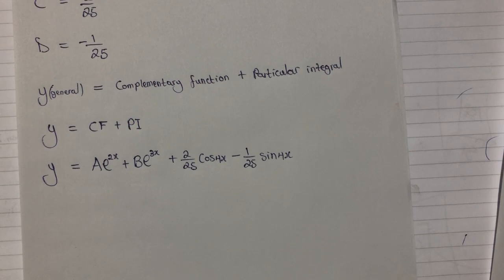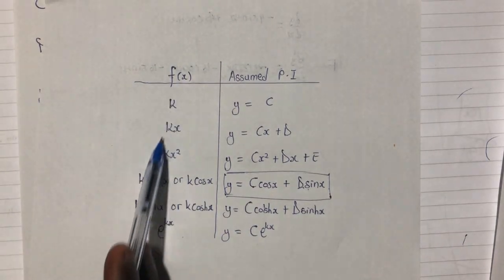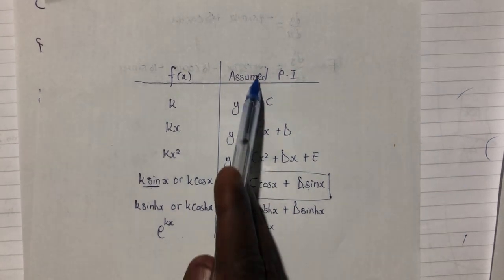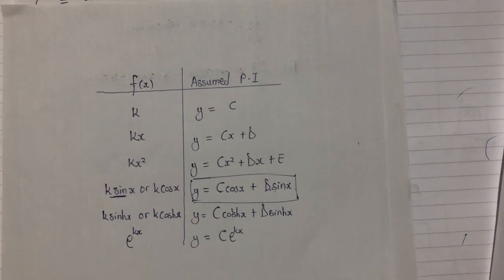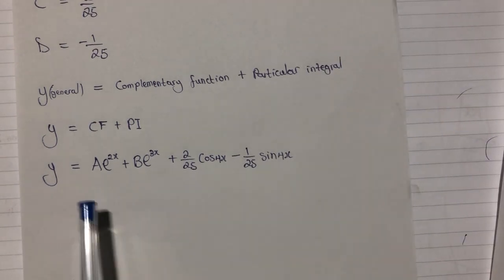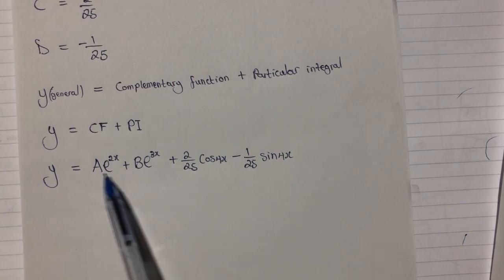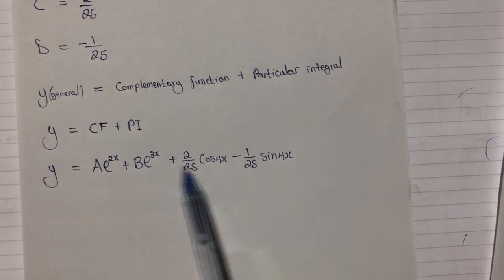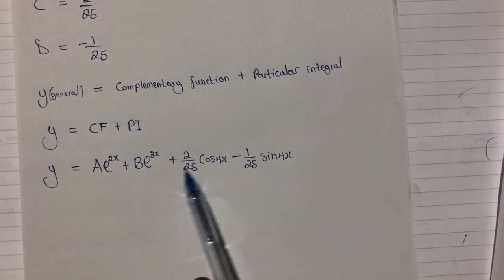So you need to know your particular integral solutions. You need to know everything here so that whenever you have f of x, you can assume the particular integral solution, to be able to know what you are solving, so that you can find the values of the constants that you have and substitute them into the equation. There is no need for you to find a and b. They are not necessary. What is important is c and d. We are only interested in c and d, or whatever variables you produce here.